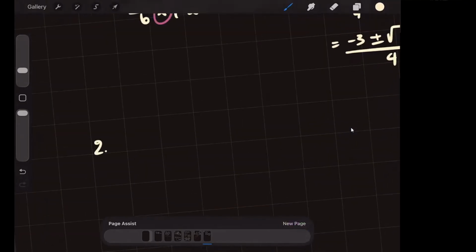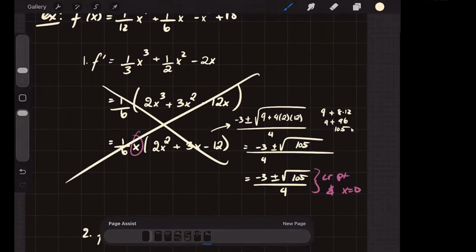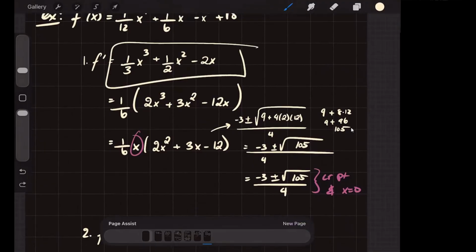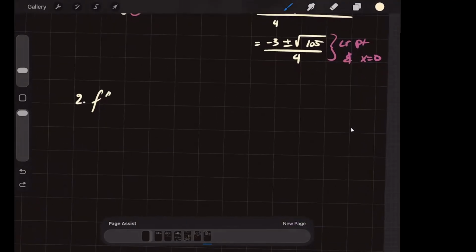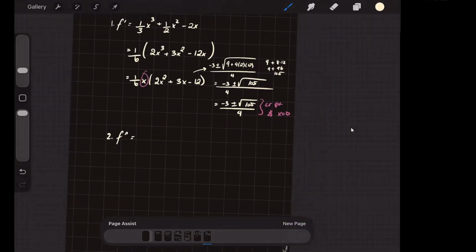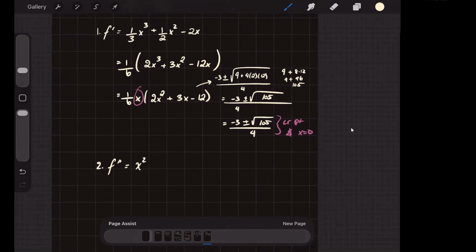2, we'll find f double prime, and I would not recommend using that to derive, because then you have to use the product rule, and that sucks. Use this, okay? And that gives you 1/3 times 3 is going to be 1, so x squared plus x minus 2, right?